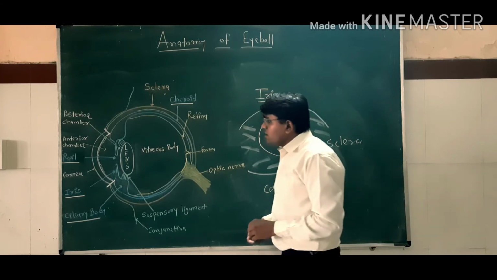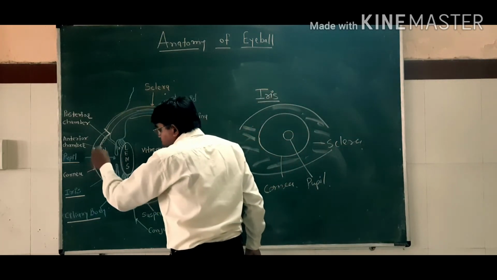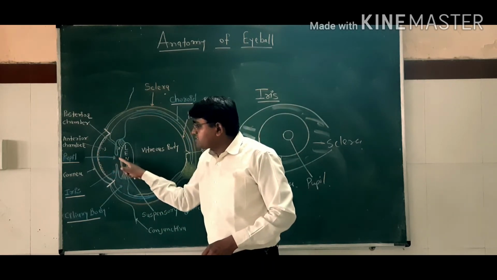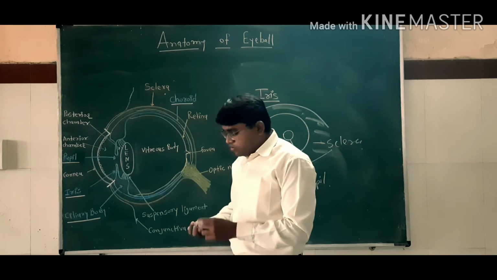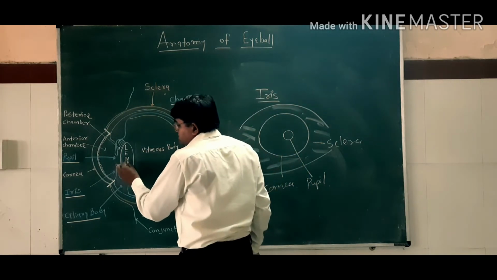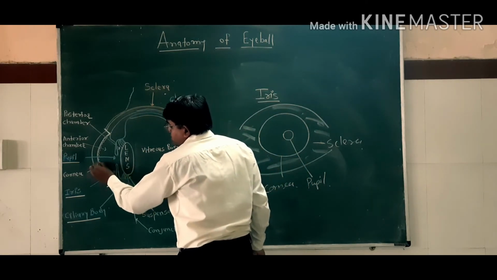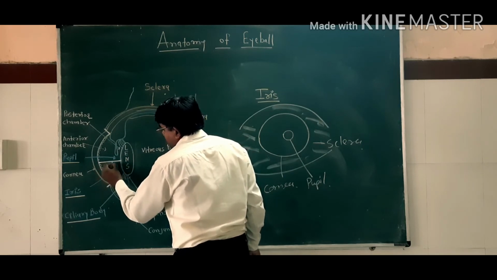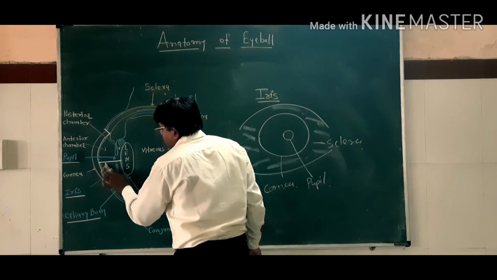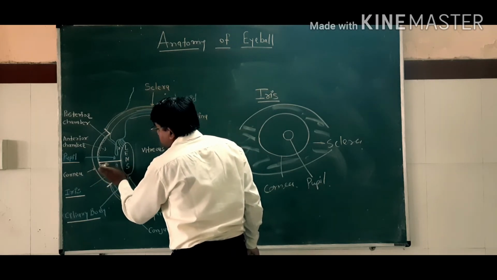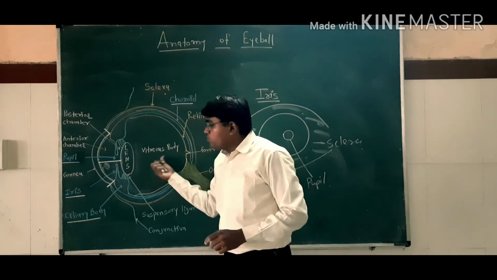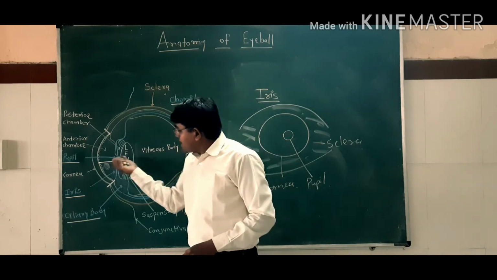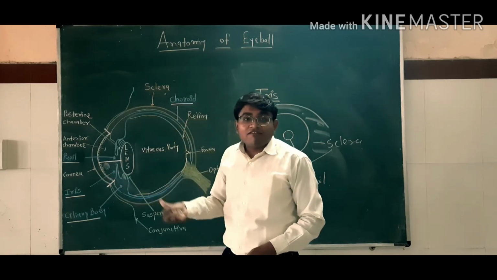Okay, the iris is placed vertically in the anterior segment of the eyeball. The eyeball has two segments. The part anterior to the lens, this area, is known as the anterior segment, and the part posterior to this lens is known as the posterior segment. In the posterior segment there is the vitreous body, and in the anterior segment there is the aqueous humor.